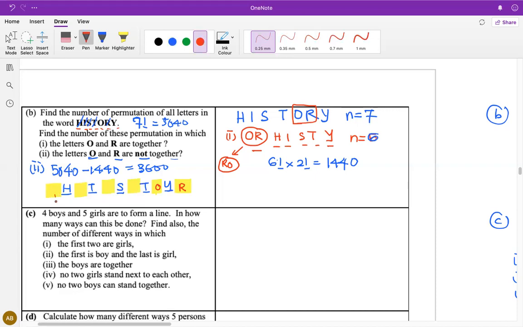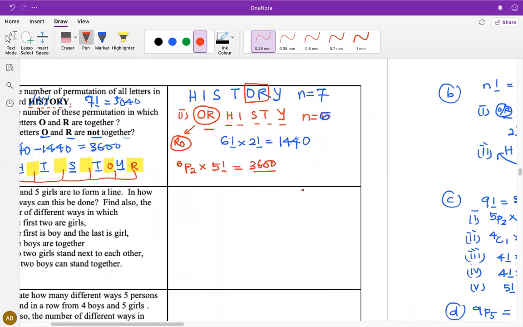Okay, so therefore the formula for this: how many places here? 1, 2, 3, 4, 5, 6. So we only choose 2, right? So it's 6P2 times 1, 2, 3, 4, 5. The 5 letters we can arrange accordingly, meaning that the arrangement is very important. So it's 6P2 times 5 factorial. So you get 3600. So correct, right?